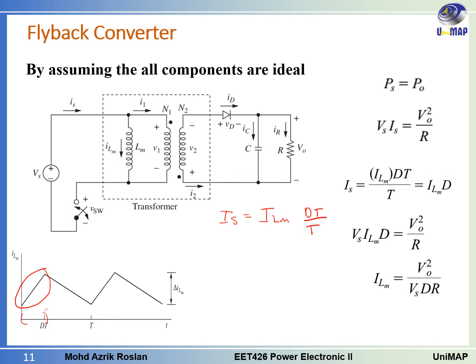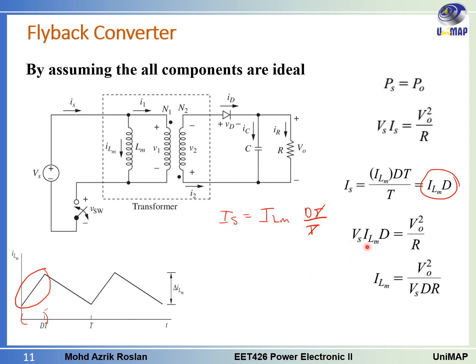So this is dt over T. So Is will be equal to ILM dt over T, and then we can cancel out the T part, and we will get ILM d. So Is will be equal to ILM d, and then we will substitute this Is equals ILM d back in this equation.